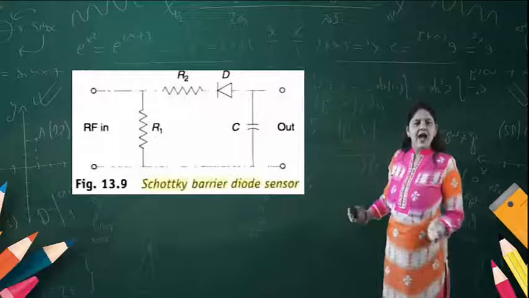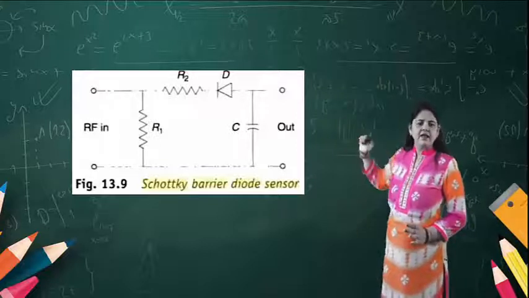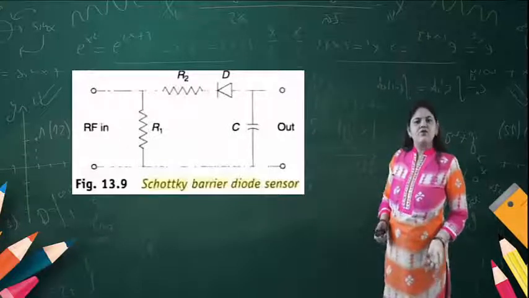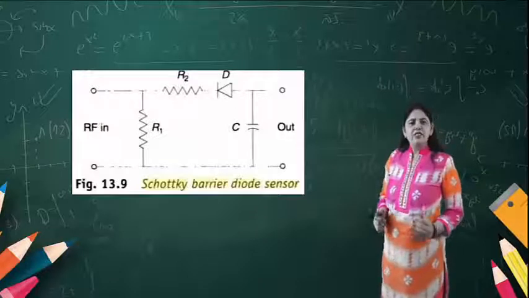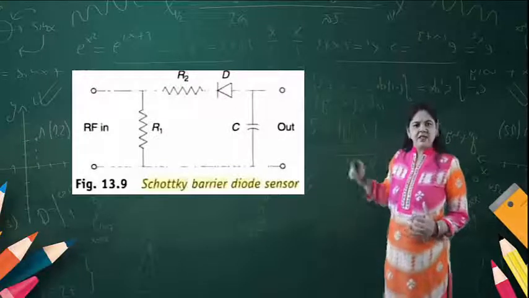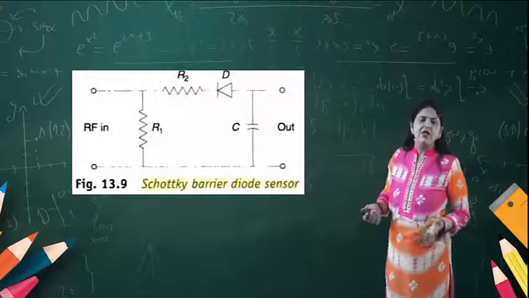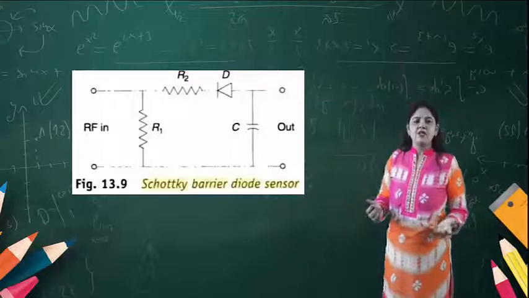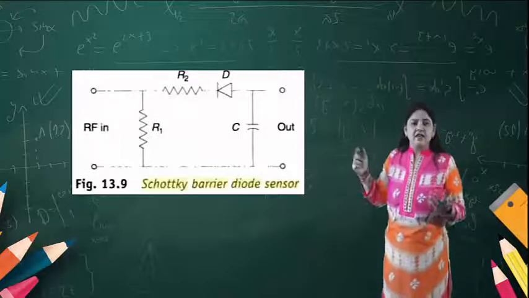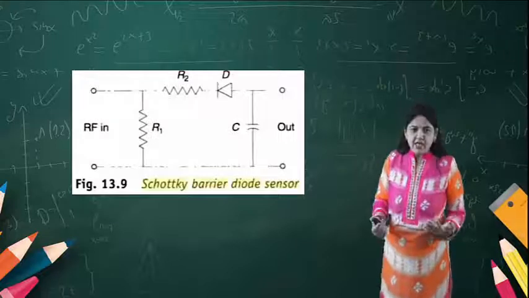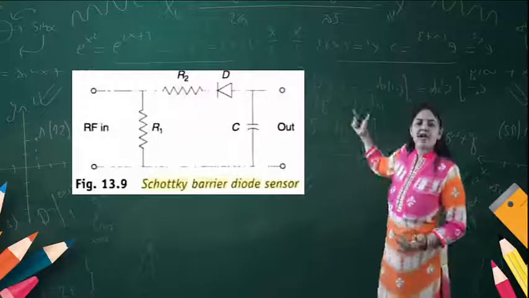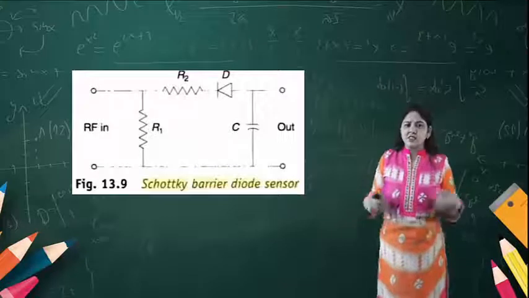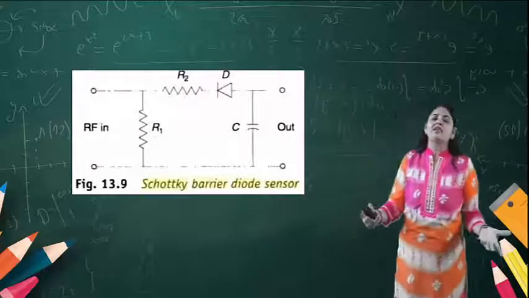So we are applying the RF input, and here the Schottky barrier diode sensor is used. Now what happens is that, according to the applied input, the resistance offered can change. According to the change in the temperature value, the resistance value can change, and the heat produced by the diode can also change. So you can say that the resistance value depends on the temperature.